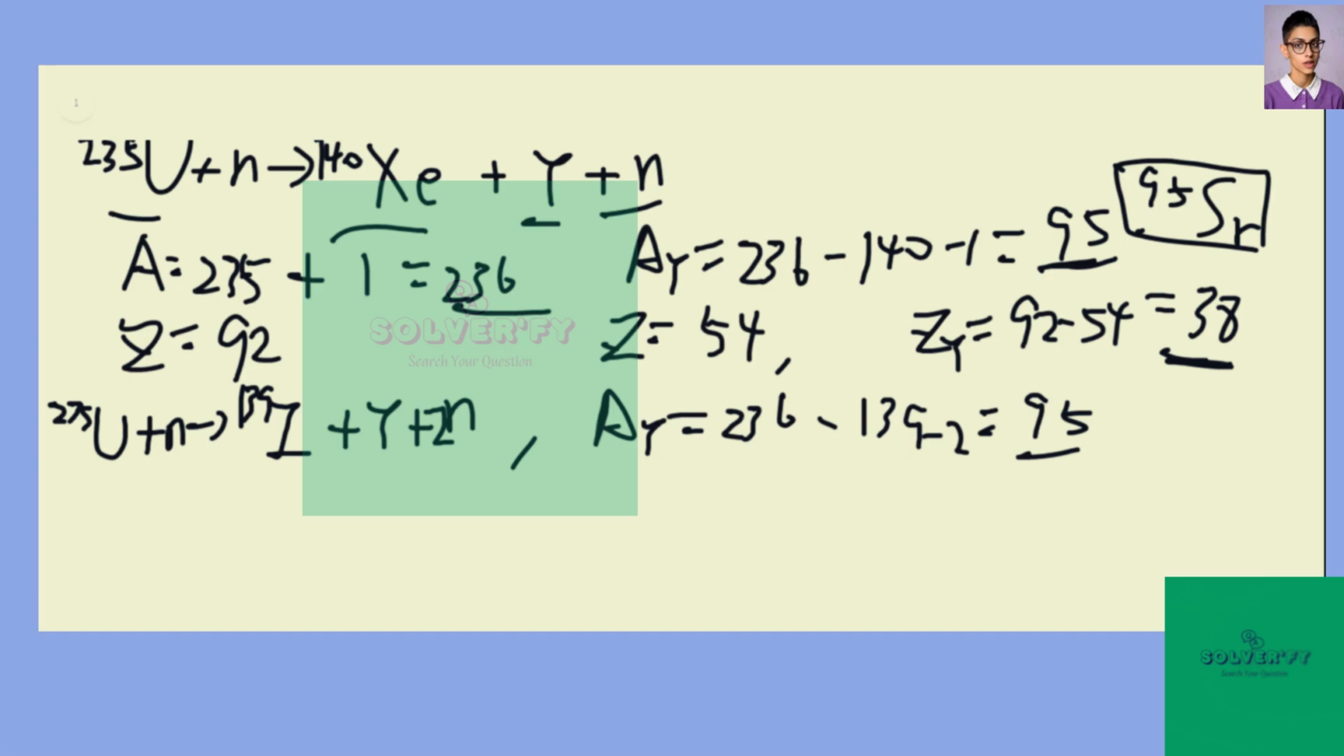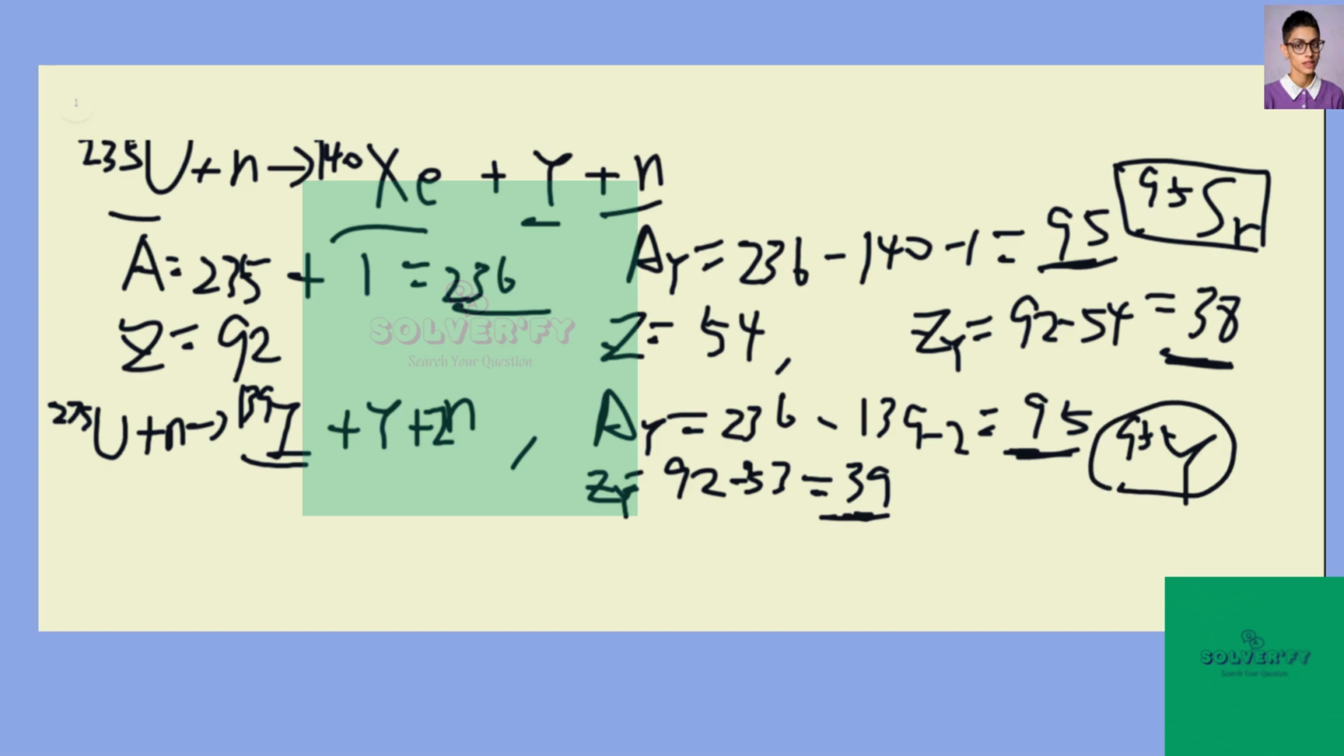And the number of protons will be 92. So ZY in this case is 92 minus, for the iodine, the number of protons is 53. So minus 53. The solution is 39. So for the new element, we have total mass 95 and number of protons 39. We just look up the periodic table. We can see that this element is yttrium with mass 95.